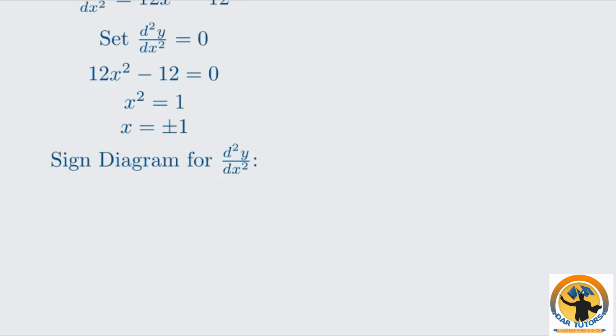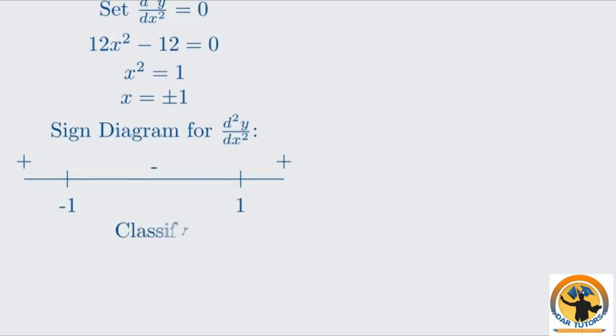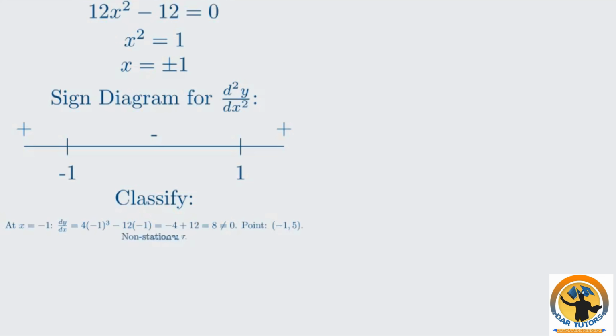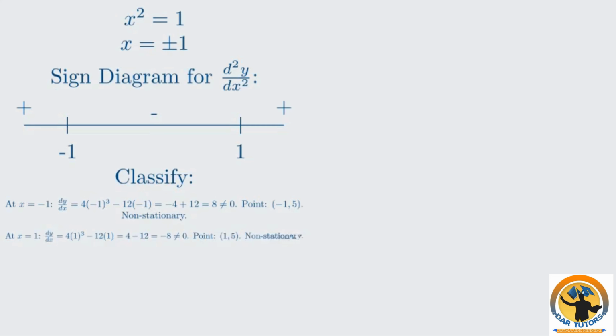The sign diagram for the second derivative shows a change in sign at both x equals 1 and x equals negative 1, confirming they are both points of inflection. Now we classify them. We need to check the first derivative at these points. At x equals 1, the first derivative is 8, which is not 0. So 1, 5 is a non-stationary inflection point. At x equals negative 1, the first derivative is negative 8, which is also not 0. So negative 1, 5 is also a non-stationary inflection point.